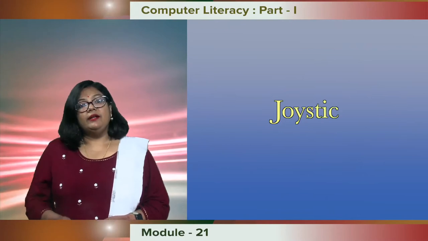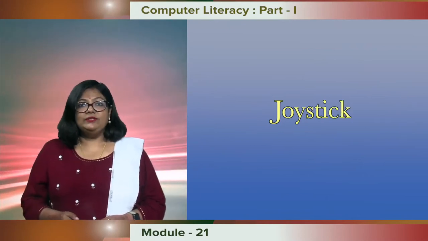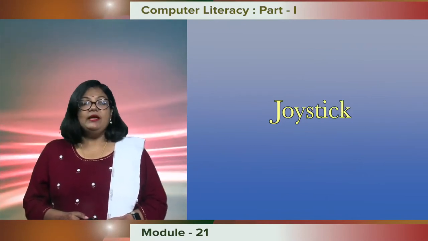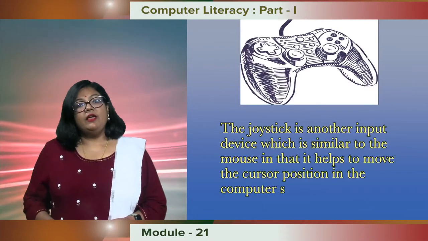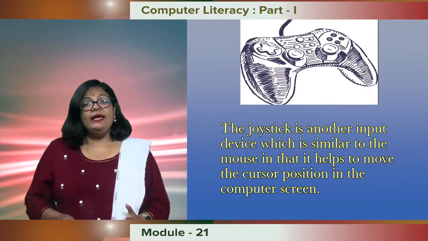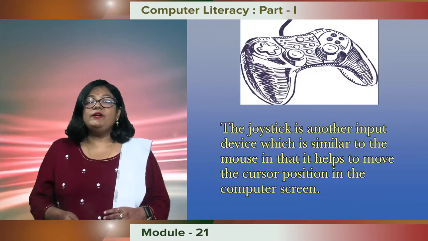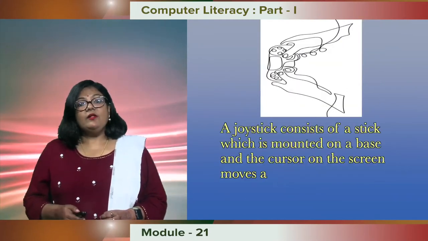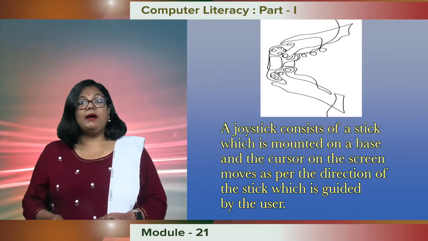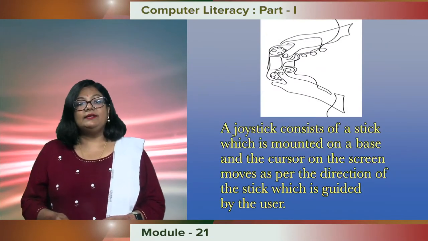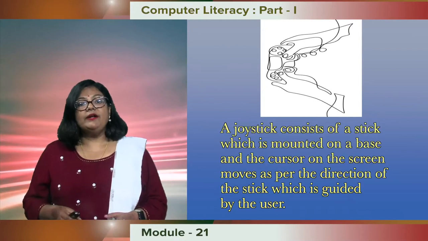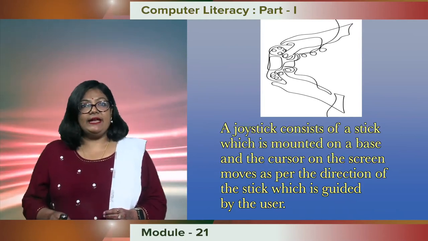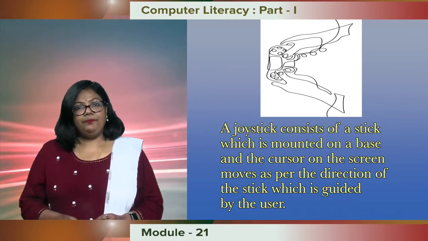Now let us look at another device, which is the joystick. The joystick is another input device which is similar to the mouse in the way that it helps to move the cursor position on the screen. A joystick consists of a stick which is mounted on a base, and the cursor on the screen moves as per the direction of the stick, which is guided by the user.